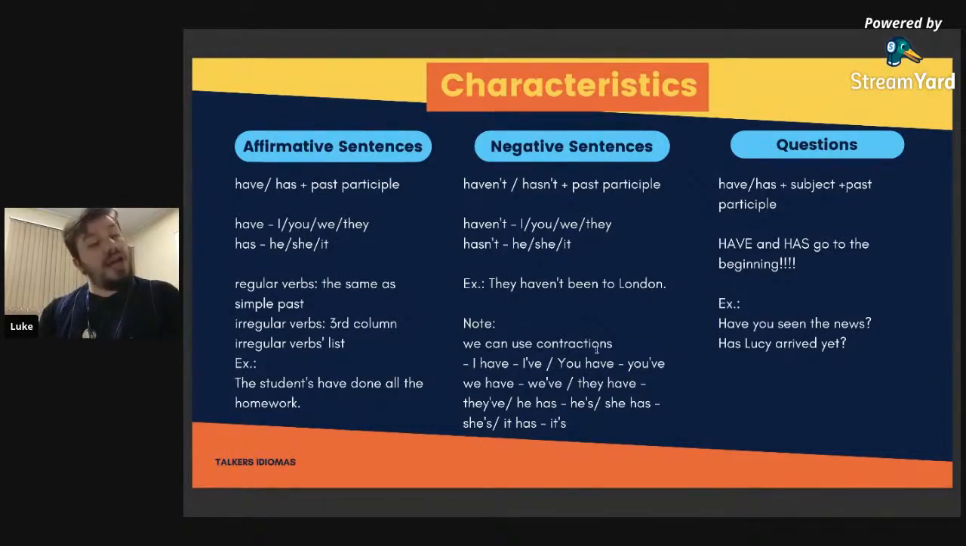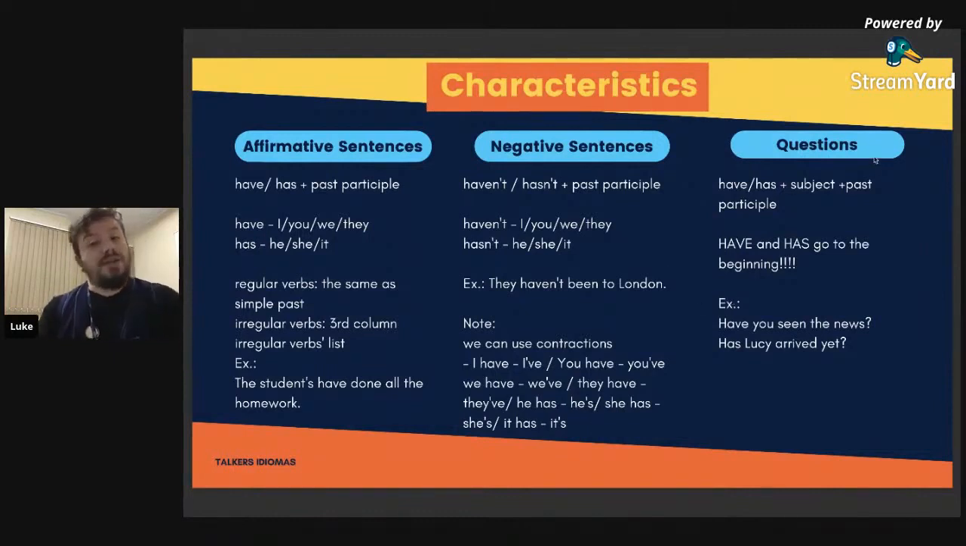Notes. We can use contractions. So we can use, for I have, repeat with me in your home: I have, I've. You have, you've. We have, we've. They have, they've. He has, he's. She has, she's. It has, it's, right? So do not mistake this with the contraction for the verb to be, okay? This is not he is, this is he has, but it's contracted.